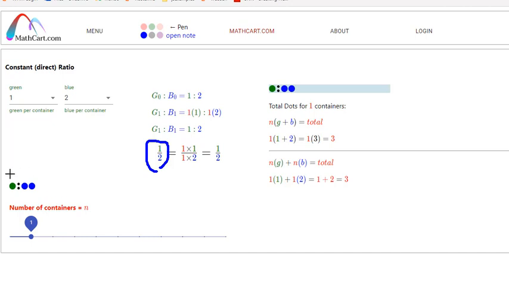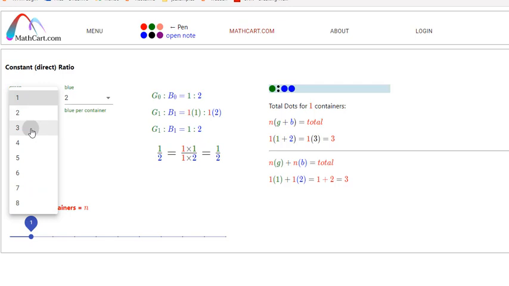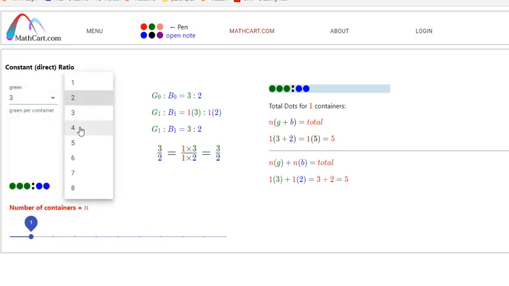Yeah. Okay. So in this ratio here, how many green dots do I have? 1. And how many blue dots do I have? 2. Okay. So we say this is 1 to 2, and we write it as a fraction like this. Okay? So this time I'm going to do 3 and I'm going to do 4, and I want you to tell me how you say that as a ratio. 3 out of 4.